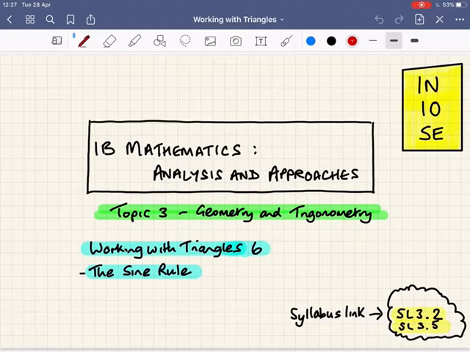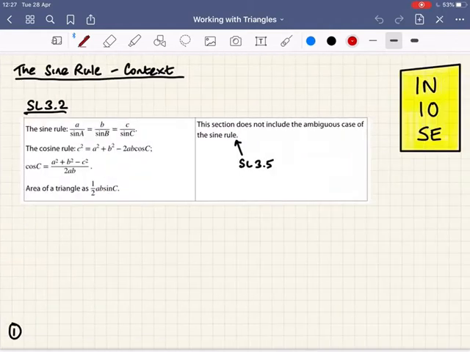In this video, we're going to be looking at the sine rule, which appears in the syllabus under SL 3.2 and SL 3.5. There you can see it explicitly mentions the sine rule, which gives you a sneak preview of what the rule is. It also talks about the ambiguous case of the sine rule, which is covered in SL 3.5, but we'll also look at that in this video.